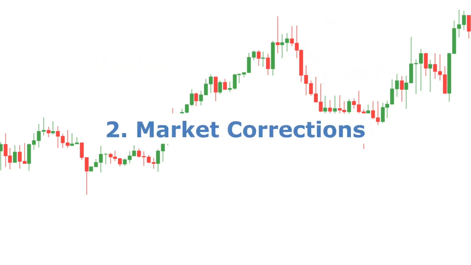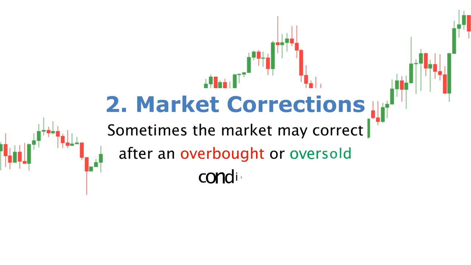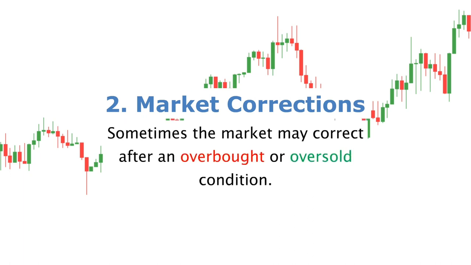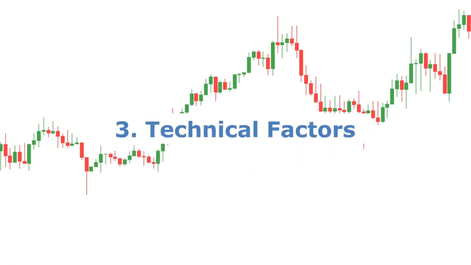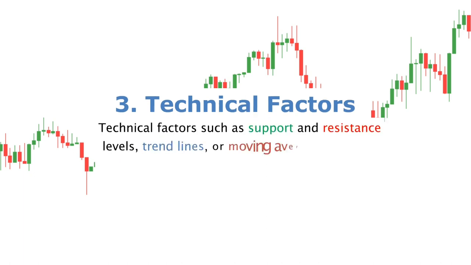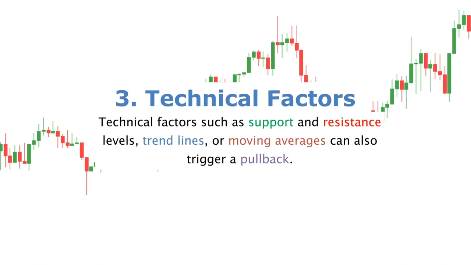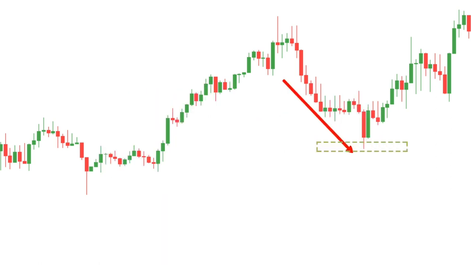Second, market corrections. Sometimes the market may correct after an overbought or oversold condition. Third, technical factors. Technical factors such as support and resistance levels, trend lines, or moving averages can also trigger a pullback. But the problem is, how do we know that the pullback will end here instead of continuing downward?